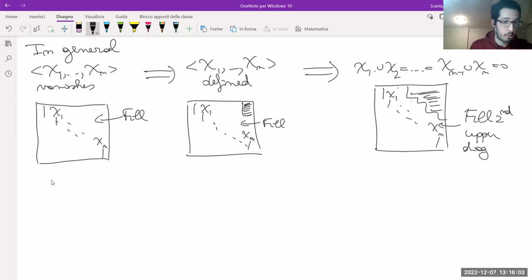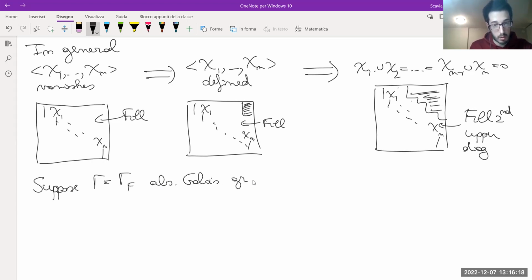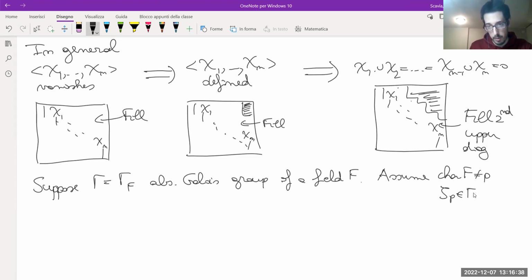Okay, now we're interested in the case of the absolute Galois group. So suppose now that Γ is Γ_F. This is my notation for the absolute Galois group of a field F. Okay, and just to simplify, for simplicity here, let me assume that the characteristic of F is not p, and that we have a p-th root of unity.